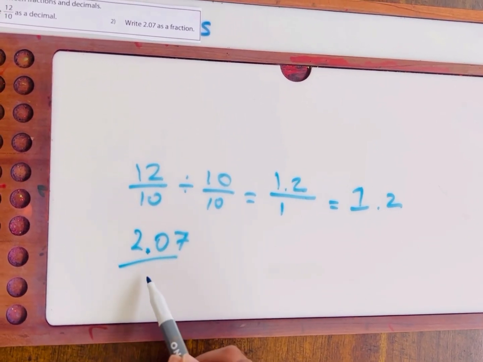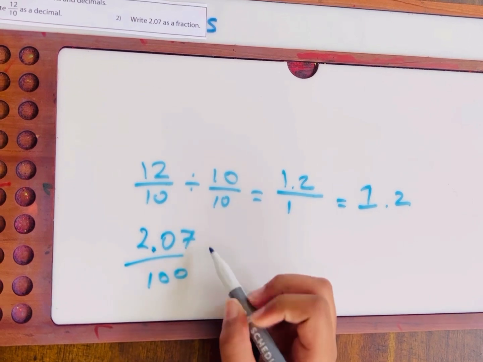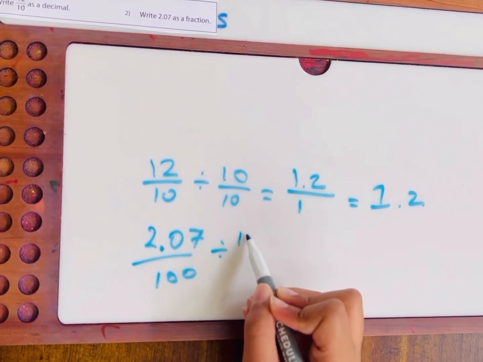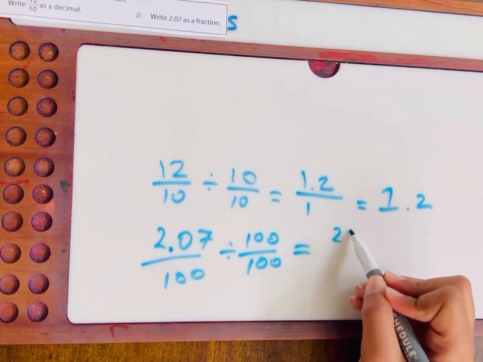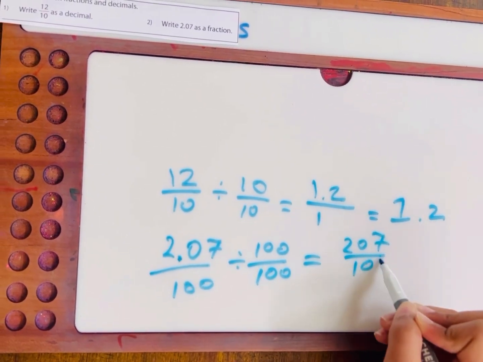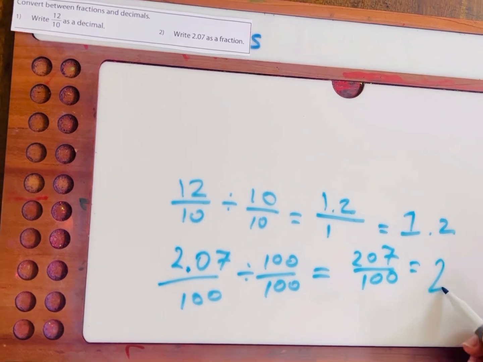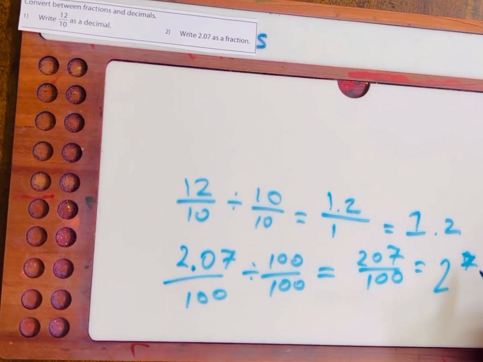Let's divide it. If we divide it by 100, we get 207 by 100, which is then equal to 7 by 100.